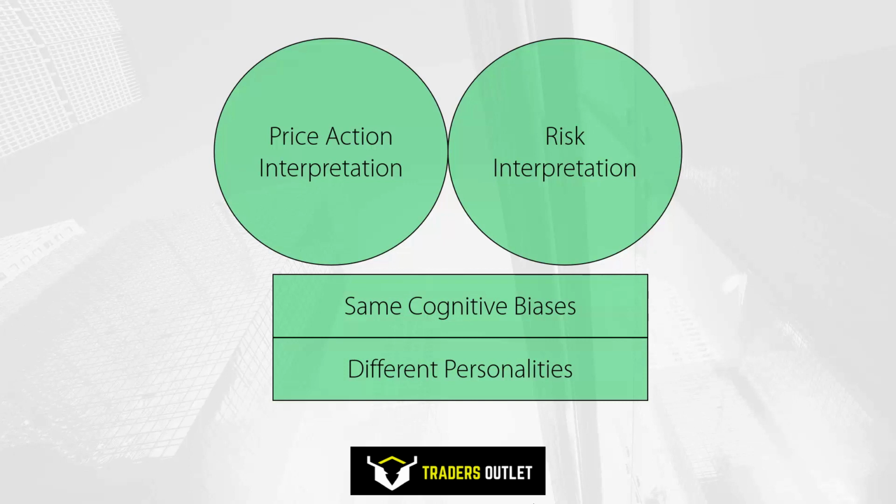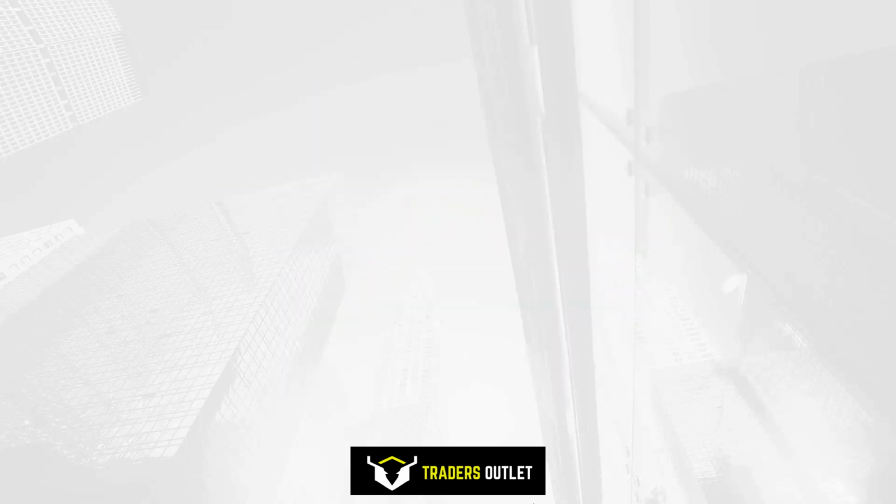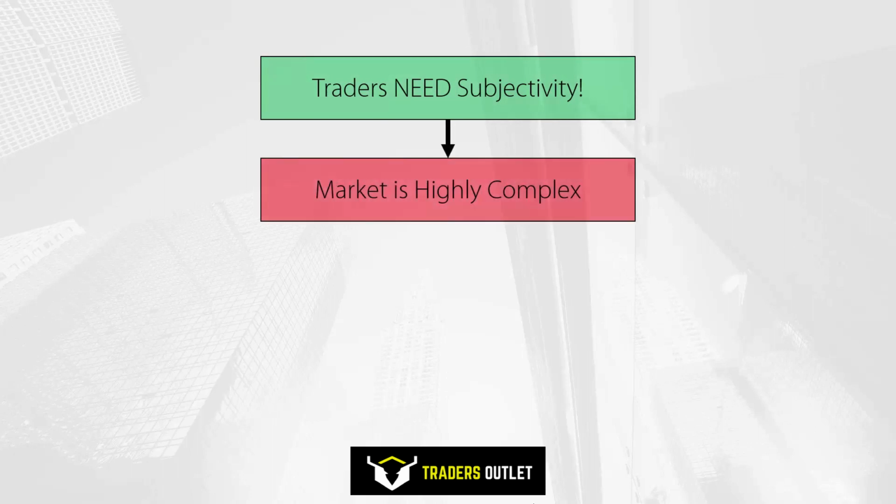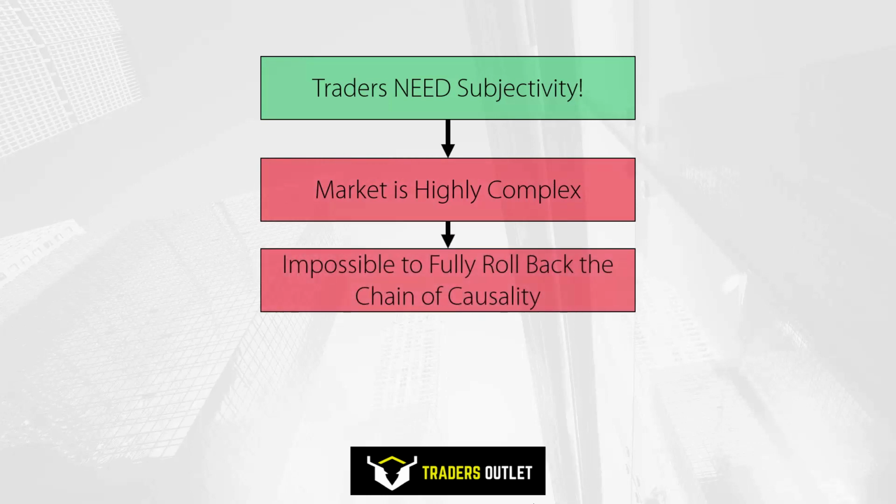It is important to clarify why traders need some degree of subjectivity in their analysis. This happens because the financial markets, as we already pointed out in previous lectures, is a multivariate and multidimensional entity, and it is virtually impossible to roll back the chain of causality of price movements completely. That's the central point of the subjective interpretation of markets and its practical necessity.